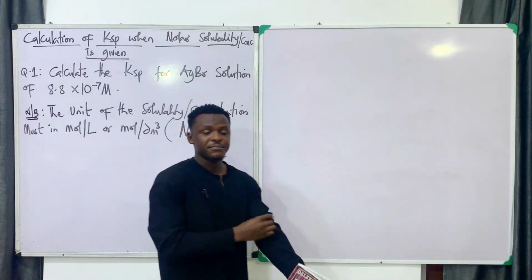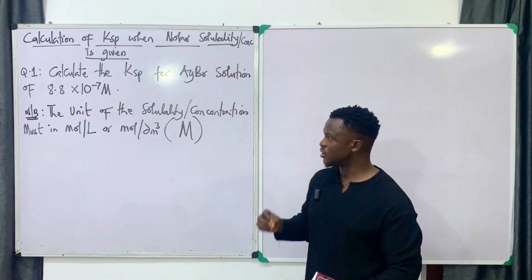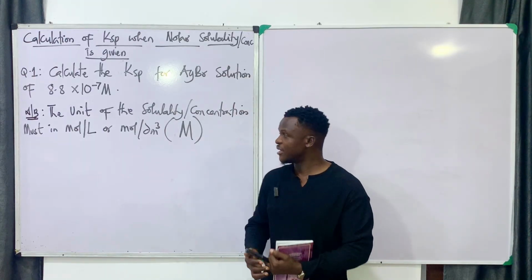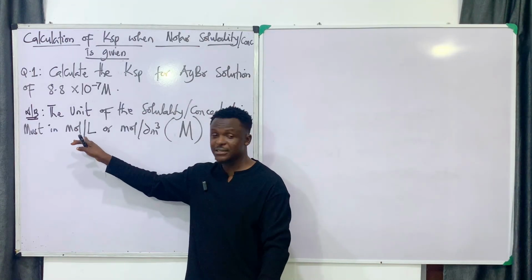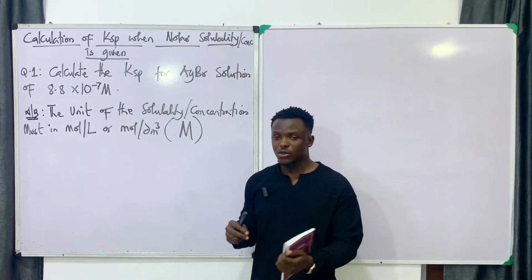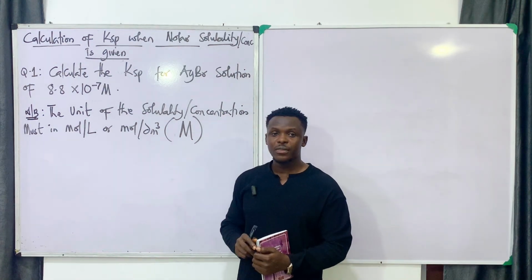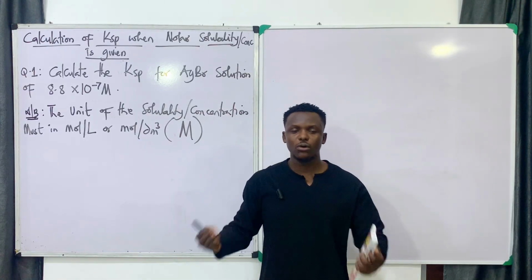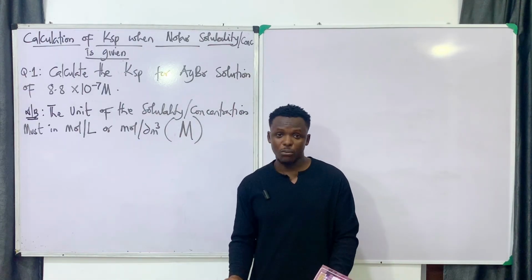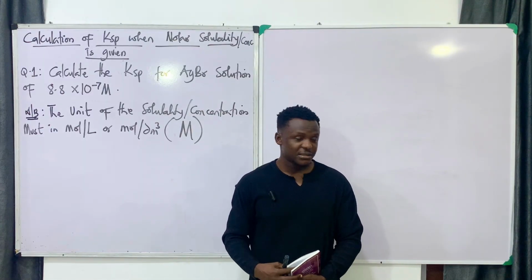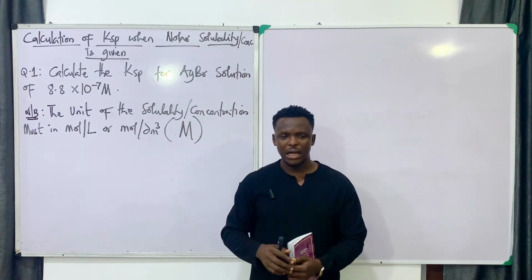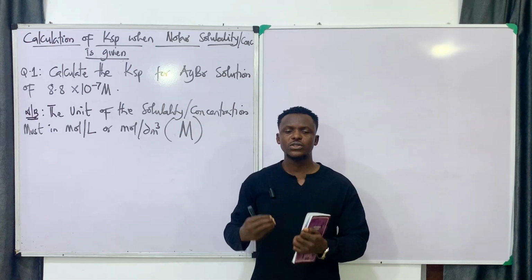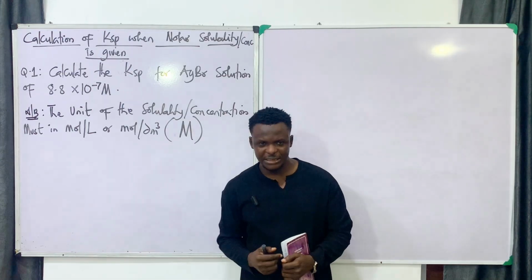That is molar. Class, if they give you a concentration or a solubility and the unit is not in mole per liter or mole per dm cube or just as M, it simply means that that concentration or that solubility is not molar concentration or molar solubility. And if the concentration is not molar, you cannot substitute into the equilibrium constant expression.